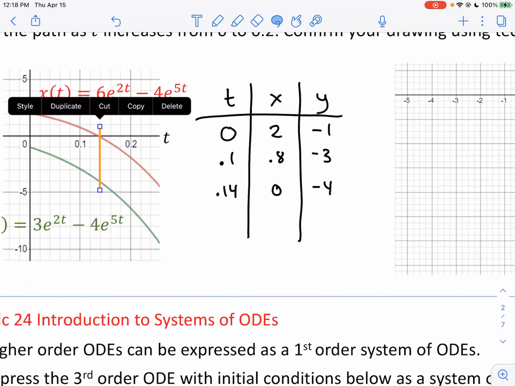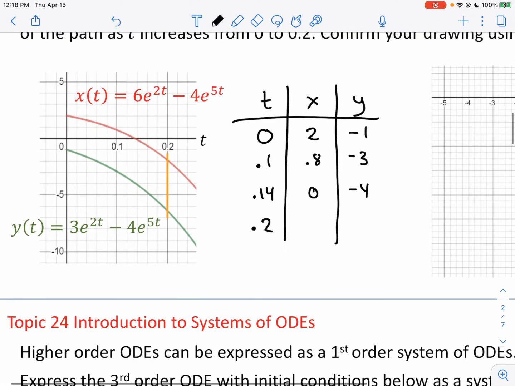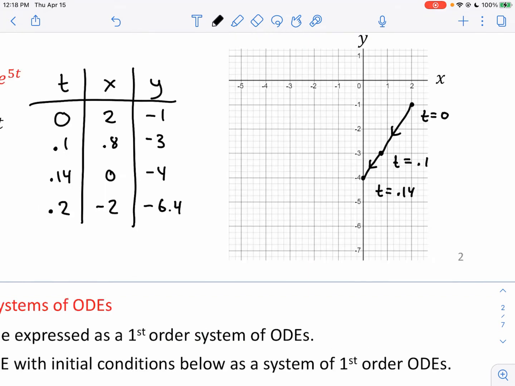And let's just do one more. Let's drag this to when t is 0.2, and we'll stop there. The x, the red output, is approximately -2. So we'll say x is about -2. And the green looks like about -6.4 or so, just guessing. So -2 and -6.4. We're roughly in this area right here, and this is when t was 0.2. And our curve continues to move in the southwest direction.